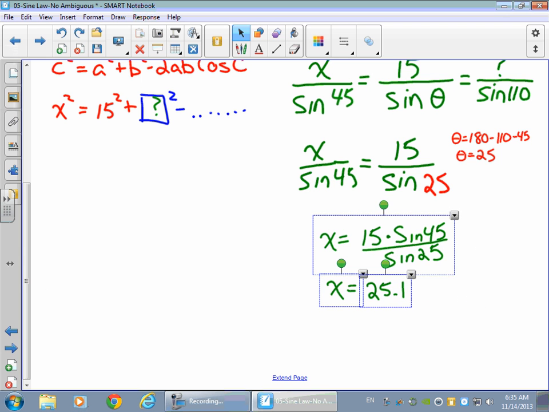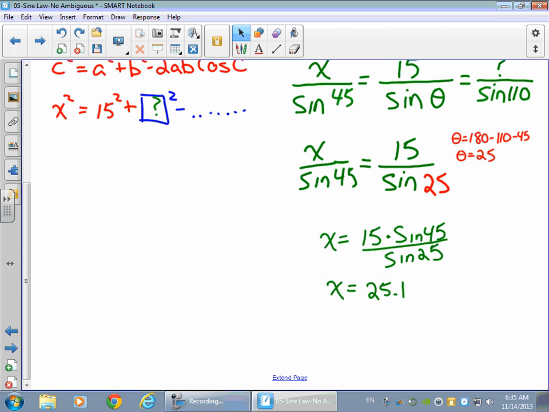And so once I know that it's 25 degrees, it's a matter of solving the equation, finishing it up, as I would with any equation. Multiply my sine of 45 across. Essentially, I'm multiplying both sides by sine of 45. The sine of 45 would cancel on the left, or divide out on the left. And I'm left with this calculation, and x is 25.1.